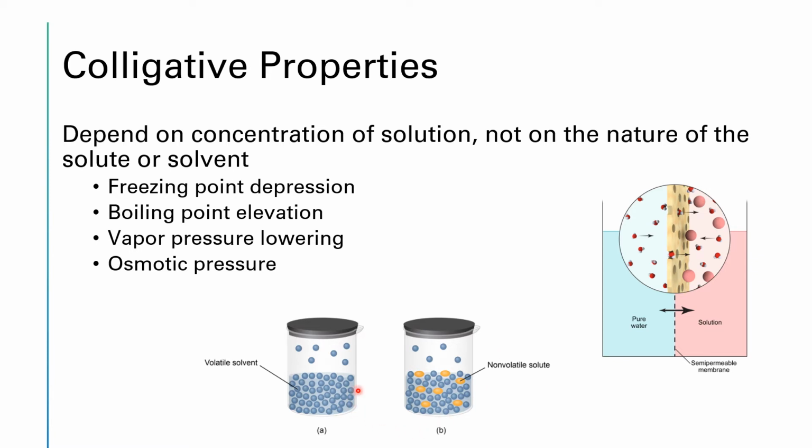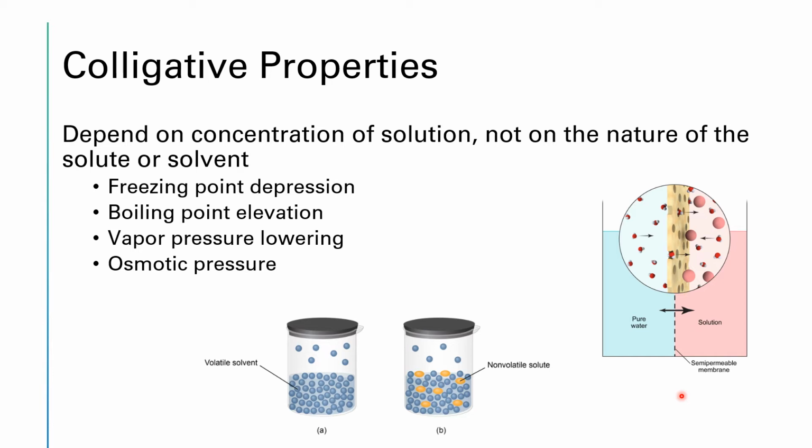Over here on the right, we have a diagram illustrating osmotic pressure. Osmosis is the flow of solvent particles through a semi-permeable membrane. Semi-permeable membrane simply means that some particles can flow through it and some can't. Typically the solvent particles are tiny, the solute particles are big, and so it's the solvent that can flow through the membrane. Osmotic pressure refers to the pressure that is exerted because of a concentration difference between the pure solvent and the solution.